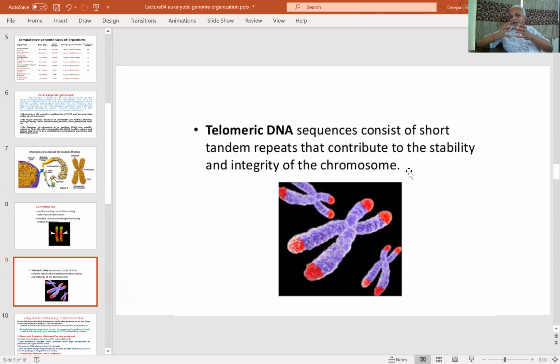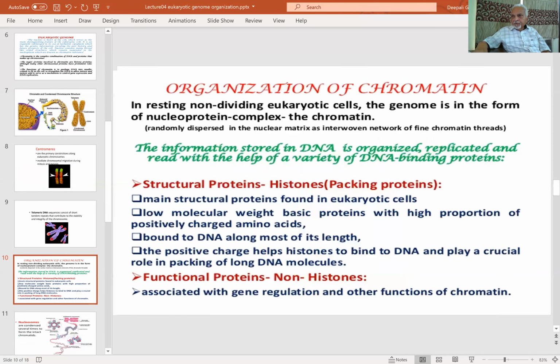Integrity, in the sense that when the cell divides, as I mentioned, the DNA is replicated. If this region is not there, the chromosome can reduce in size with successive divisions. If the size of the chromosome is not retained, one would see progressively in daughter cells that the size of the arm is reduced, and it will have a lot of implications. So nature has provided this mechanism which retains the integrity of the chromosome while DNA is duplicating during cell division. This is a very, very important aspect of it.